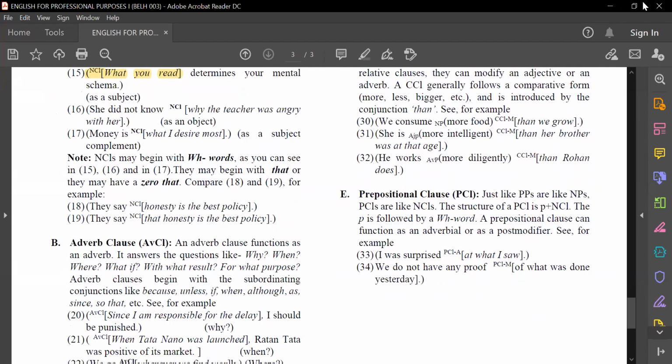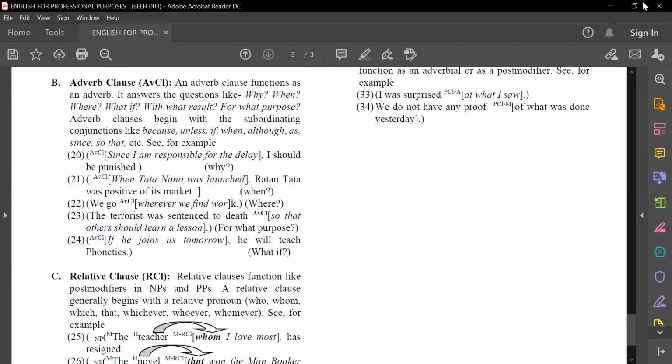Now coming to the second type of clause we have, which is the adverb clause. We have had a lot of discussion on adverbs, adverb phrases and adverbials. Let us look at how it is different from what we have been discussing so far. There is a difference between adverbials and adverb clauses. In particular, it mainly answers questions like why, when, where, what if, what with result, for what purpose. Mainly it addresses these questions.